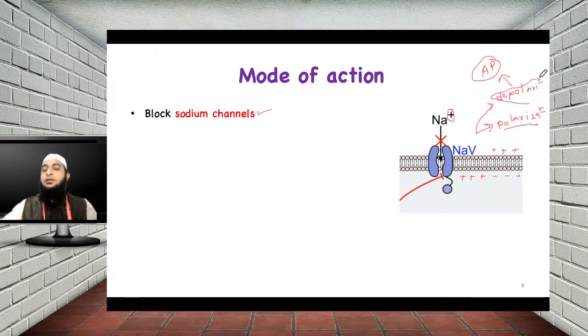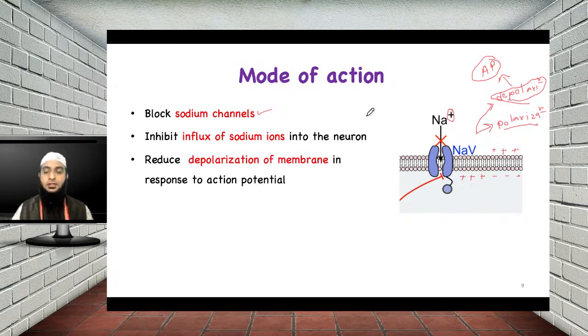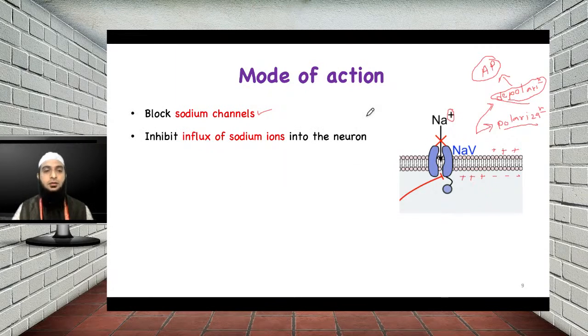Now, what are these drugs doing? These drugs block the sodium channel. Due to blockage of the sodium channel, there is no generation of the action potential. If there is no action potential, obviously there is no depolarization, and if there is no depolarization, the message will not be conveyed to the brain. So it blocks the sodium channel, and the influx of sodium ions into the neuron is inhibited.